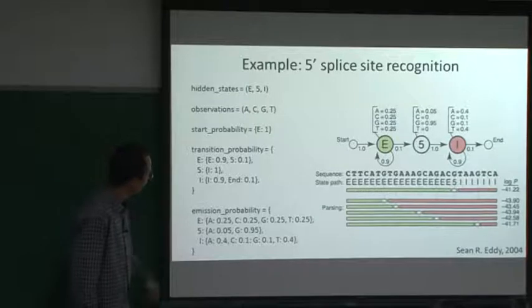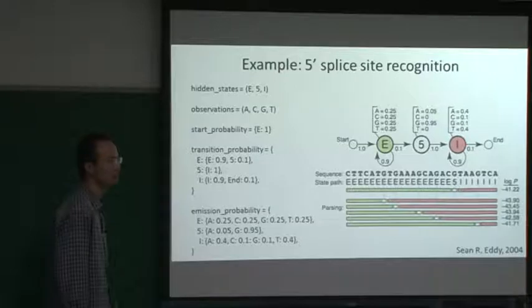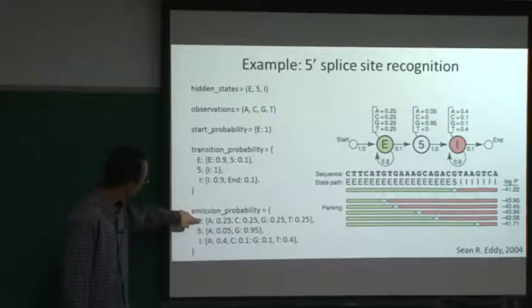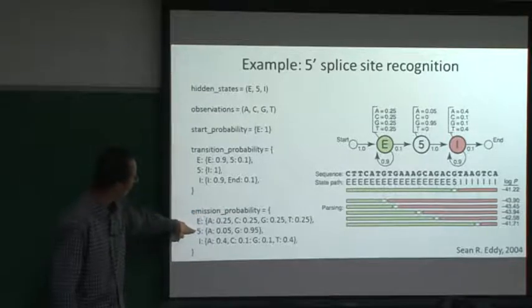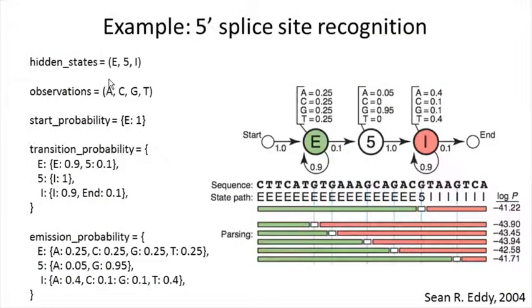And the emission probability is based on the base pair composition differences between the exon, 5' splice site, and intron. So we assume in the exon, all base pairs have equal frequencies, and the 5' splice site is always G. And the intron should be AT rich. And so this is a hidden Markov model.